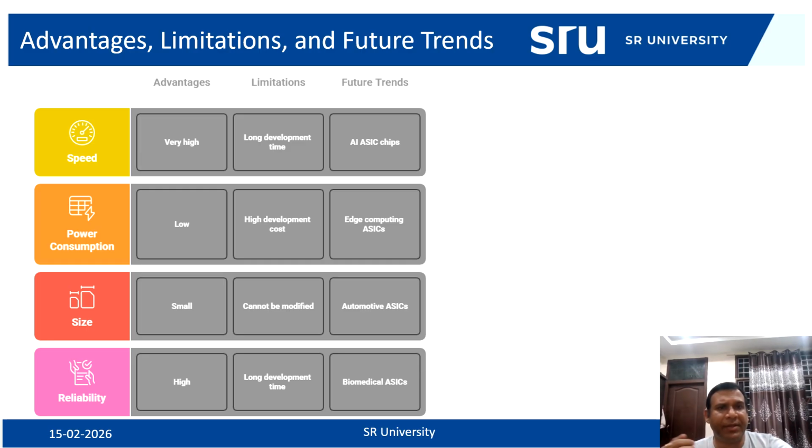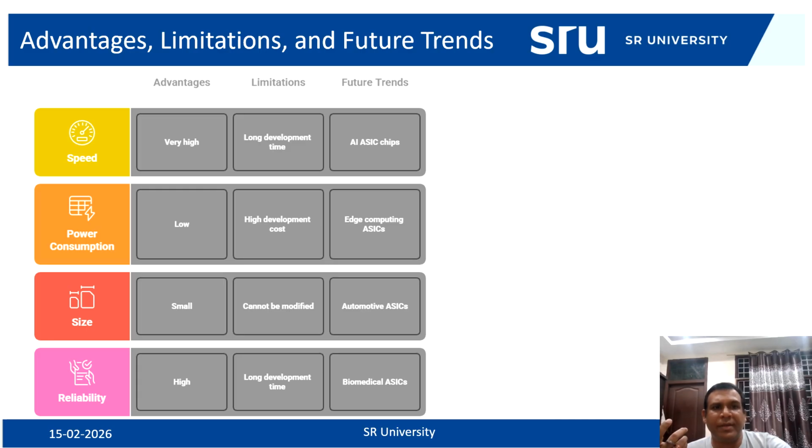Another major advantage is low power consumption. ASICs consume significantly less power because they are optimized for a specific task. This is especially important for battery powered devices such as smartphones, smartwatches, and IoT sensors, where energy efficiency directly affects the device lifetime. ASICs also offer small physical size, as multiple system components can be integrated into a single chip. This enables compact product designs and reduces the overall system complexity.